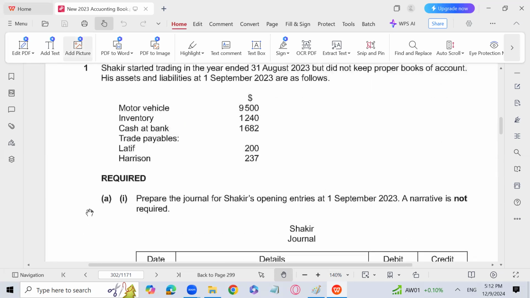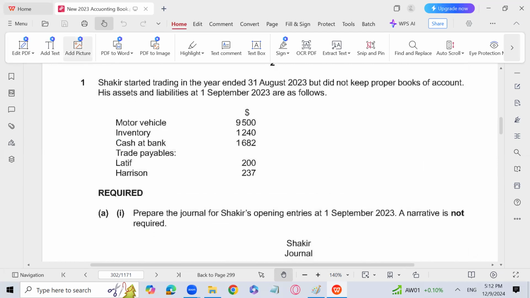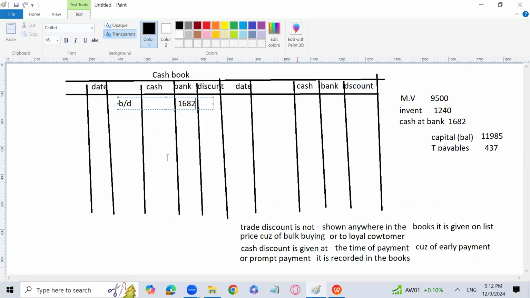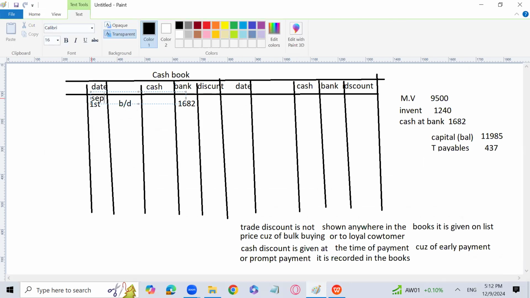So cash at bank, I think, started business. Okay, so brought down 1st September. This is the month of September and the date is 1st September. We can write September over here on both sides, because we are preparing the cash book for the month of September. The brought down is an asset, 1682 I have written.